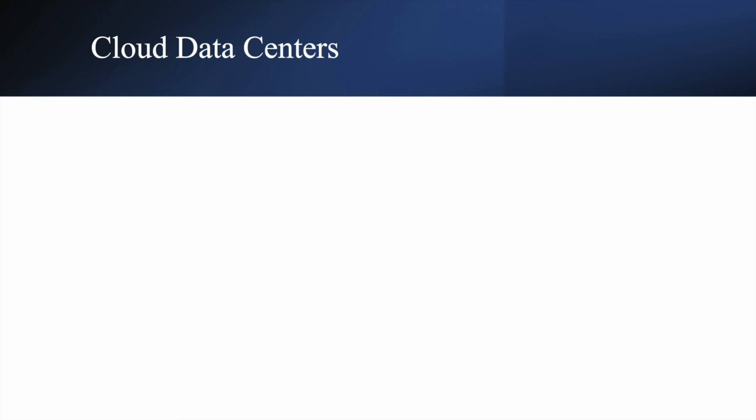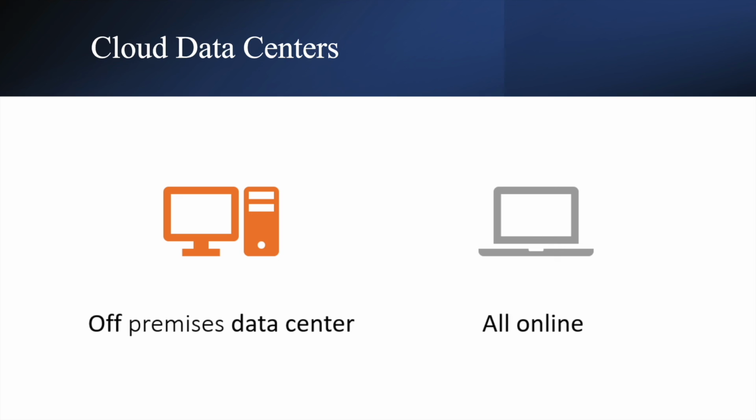Cloud data centers. Cloud data centers are data centers that are hosted by cloud servers, and they are all off premise data centers, and they are all online. A few examples would be Amazon Web Services, Microsoft Azure, or IBM Cloud.